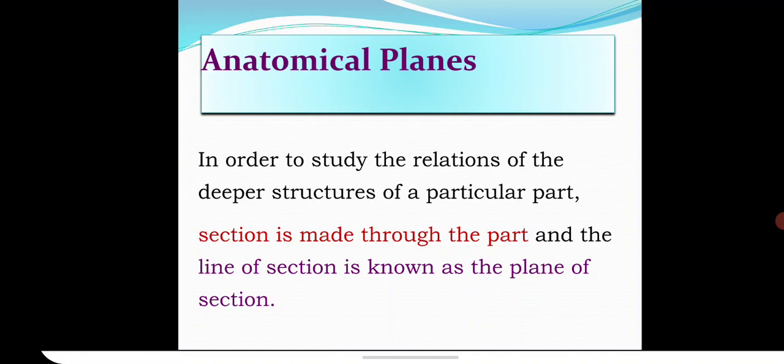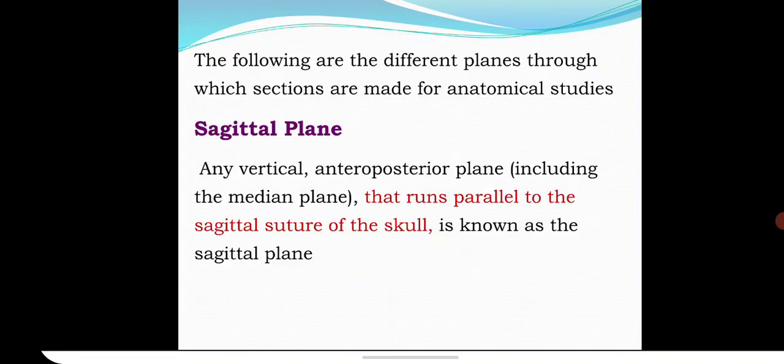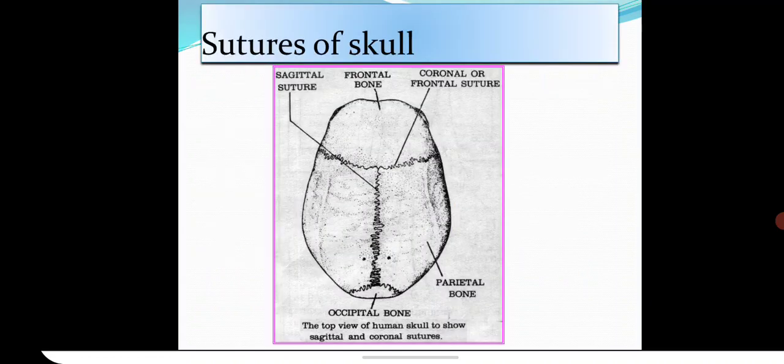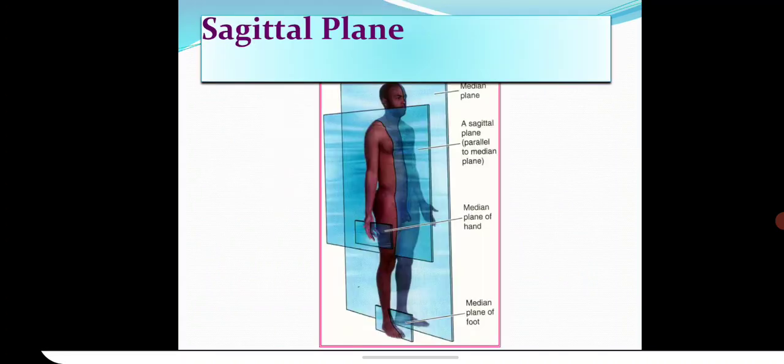Anatomical planes. In order to study the relations of the deeper structures of a particular part, section is made through the part, and the line of section is known as the plane of section. So, what are the different planes for anatomical studies? Sagittal plane, that is the vertical plane, or anteroposterior plane that runs parallel to the sagittal suture of the skull, will be called as sagittal plane. So, this is the center suture called sagittal suture. So, if the body is cut through this suture, that is anteroposterior plane, that will be sagittal plane. So, these are the various sagittal planes.